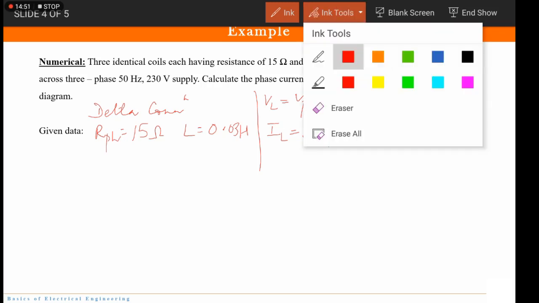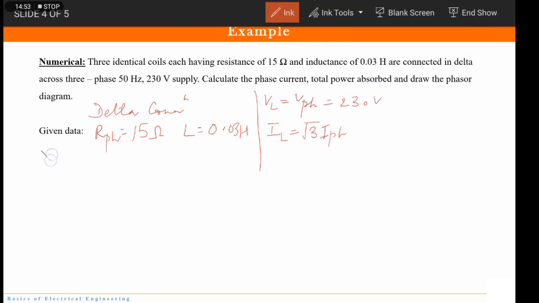So first we shall find out what XL is. XL is 2 pi FL. So we shall be placing the values 2 into 3.14 into 50 into 0.03. Fine. So XL comes out to be 9.42 ohms.